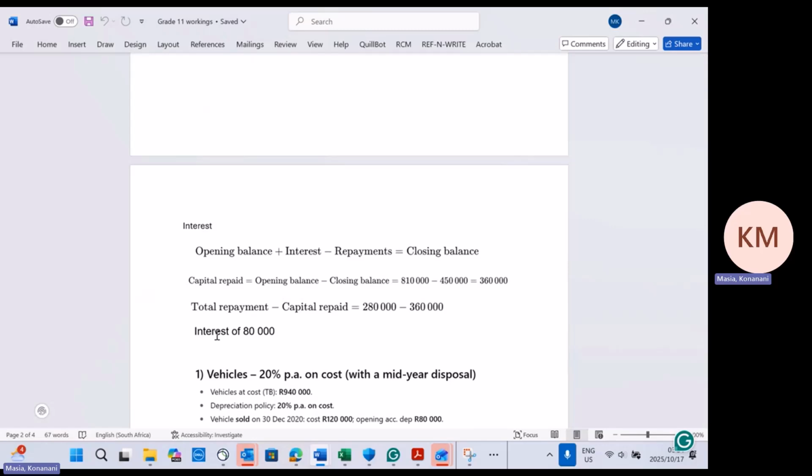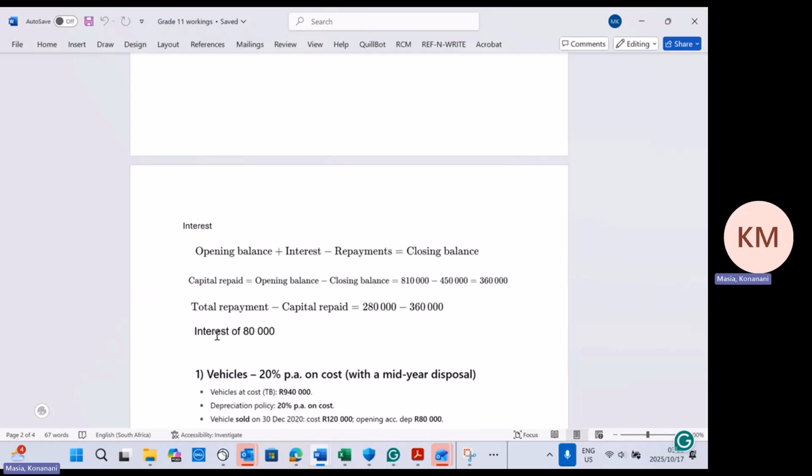It's opening balance plus interest minus repayments. But I've been told that my repayment also includes interest. And then it's easy to calculate the unknown using that formula. As long as you understand the formula, opening balance plus interest minus repayment gives you closing balance. I'm given my closing balance, I'm also given my opening balance, and I was also given the repayment. But the issue here is the repayment also includes the interest. Okay.